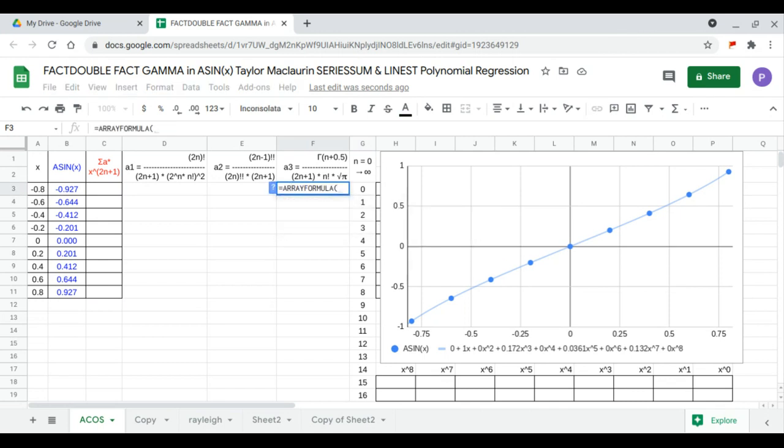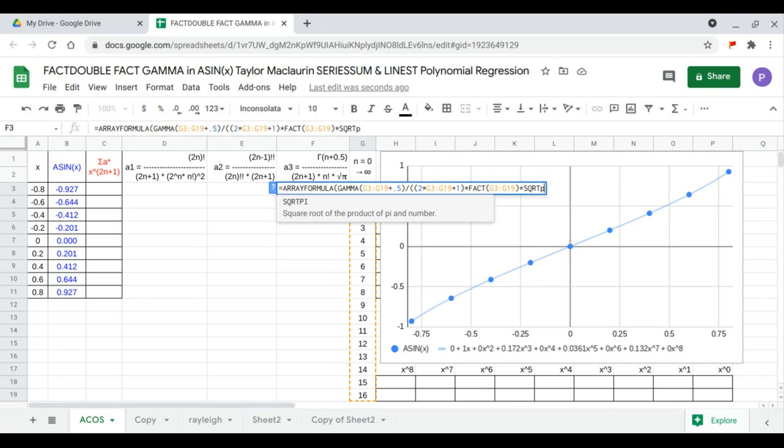So array formula of that's gamma n plus 0.5 divided by, there are three parts. The first part, the quantity 2n plus 1, 2 times n plus 1. The second part, factorial n. The third part, square root of pi.